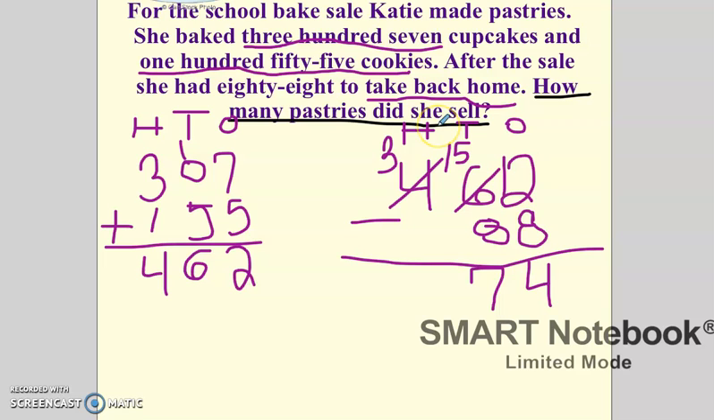Now we go to our hundreds place. 3 minus 0 is 3. Great job. So how many pastries did she sell, guys? 374. Give yourself a round of applause. Good job, my friends. Let's move on to the next slide.